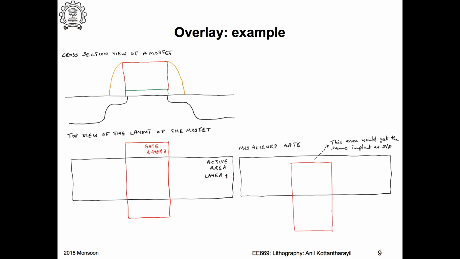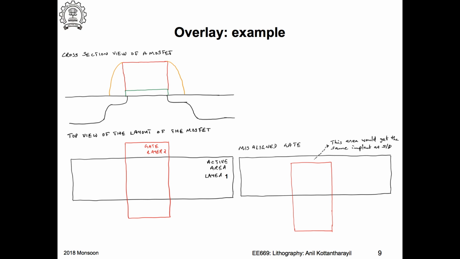Now, what is this? What is the layer 1, layer 2 and then overlay? Do you understand what is meant by this? What is it? Yeah, so you are talking about 2 layers in the mask.